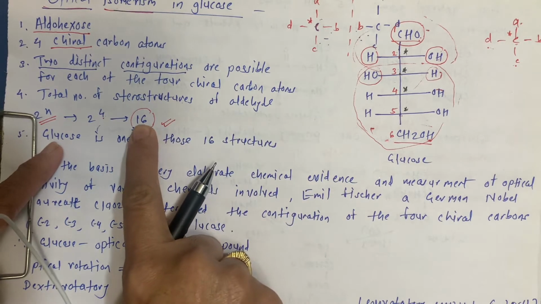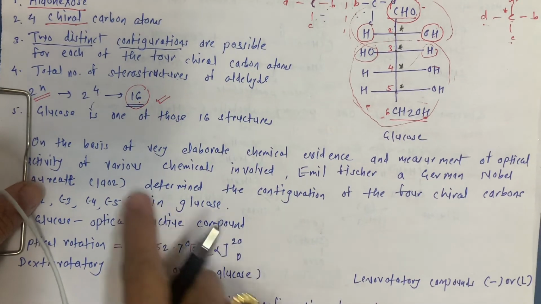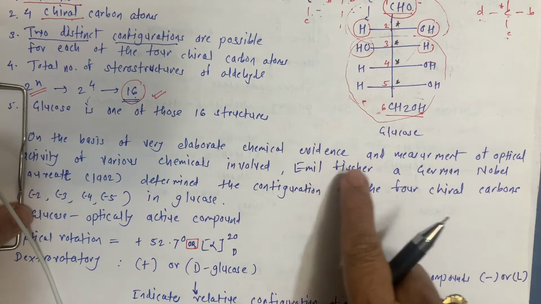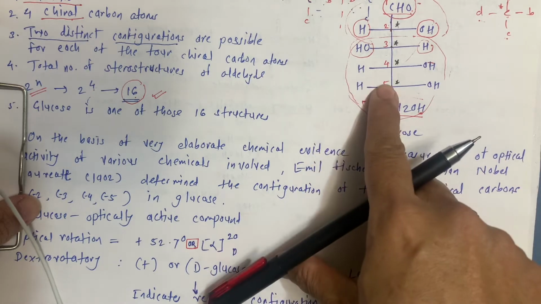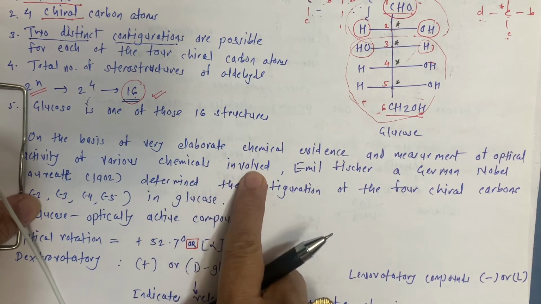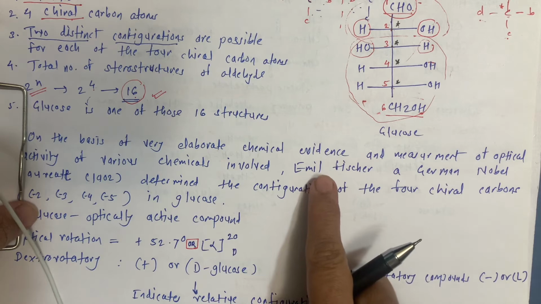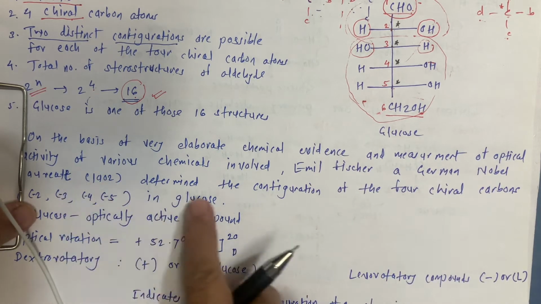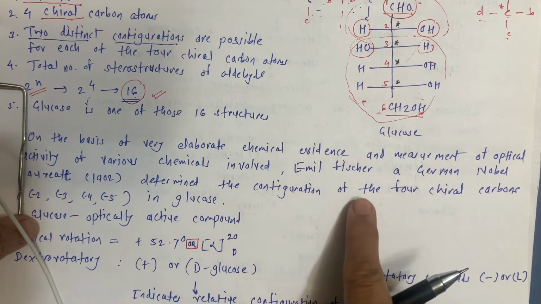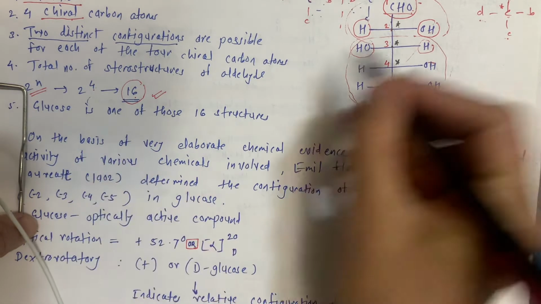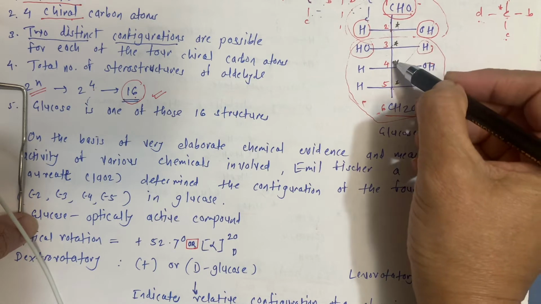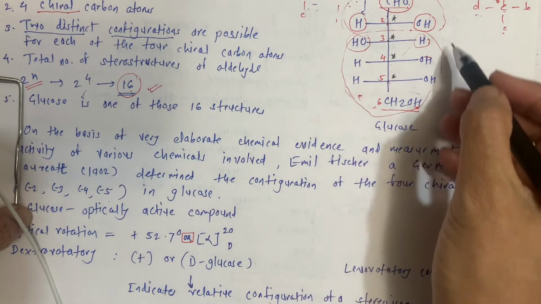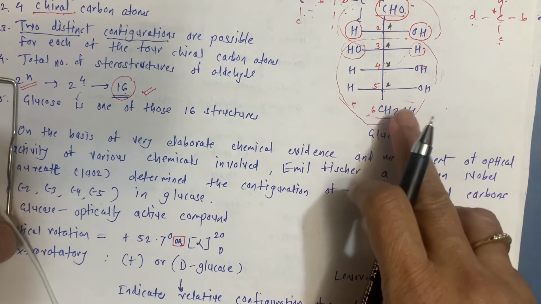On the basis of elaborate chemical evidence and measurement of optical activity of the various chemicals involved, Emil Fischer, a German Nobel laureate, determined the configuration of the 4 chiral carbons, that is C2, C3, C4 and C5 in glucose. This is the Fischer, and that is why this formula is known as the Fischer formula.